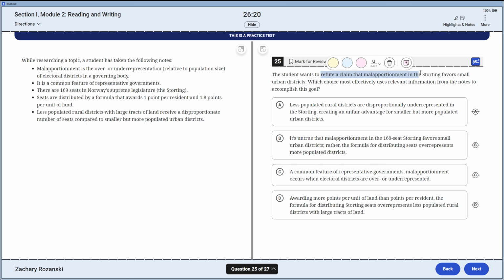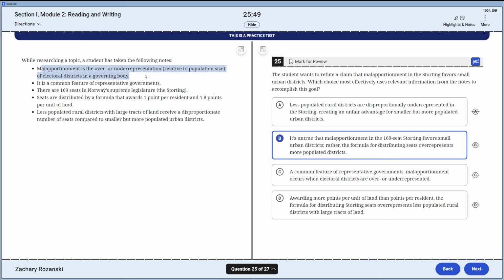Refute a claim that this word, apportionment, favors small urban districts. Okay, we want to refute a claim that it favors small urban districts. Less populated rural districts are disproportionately underrepresented in the apportionment, creating an unfair advantage for smaller. But I don't really know what I read there. Maybe it's untrue that the formula distributed the 169 seats. I am recognizing right now that I don't understand. I feel like it's juggling small and large and big and small and urban and rural. So I need to calm down for a moment.